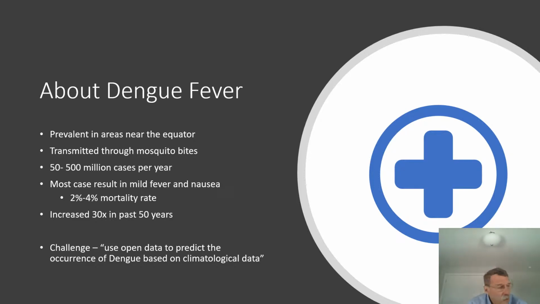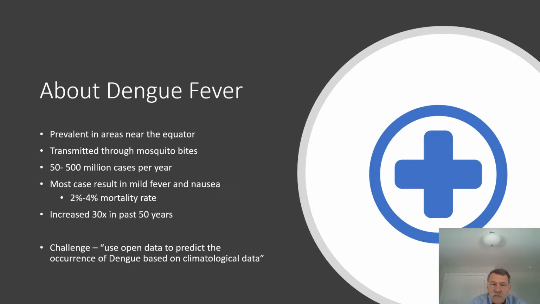And there's a lot of uncertainty on the actual number of cases per year. There's about 50 million documented cases, and estimates are they could be as high as 500 million cases per year. And the reason is that many of these cases are very mild and don't require any kind of medical treatment.